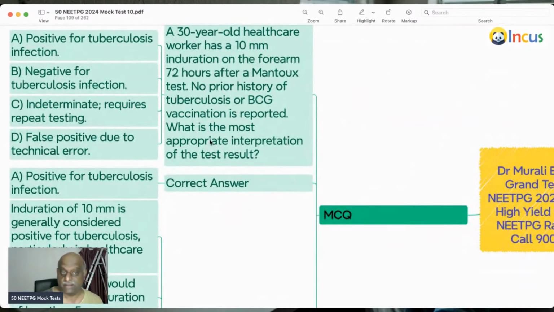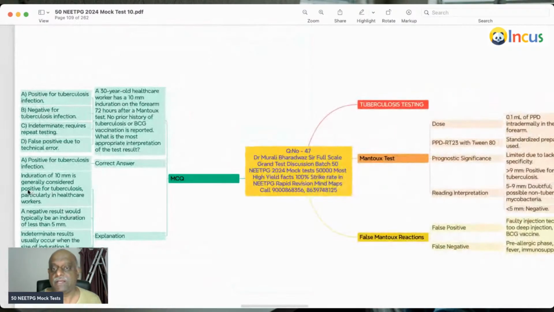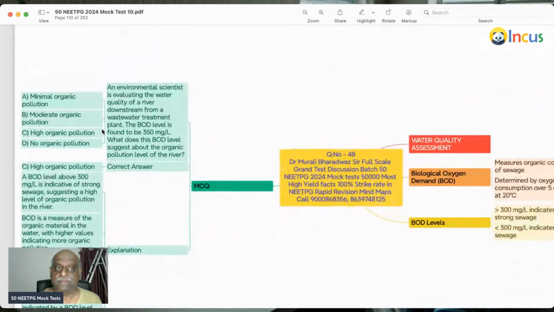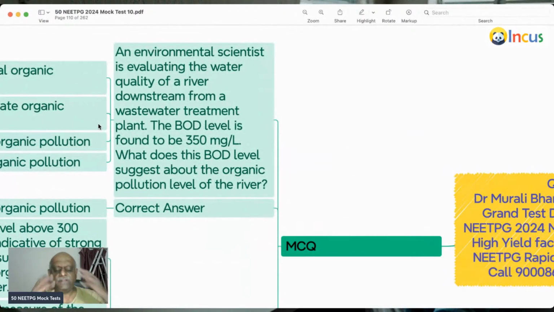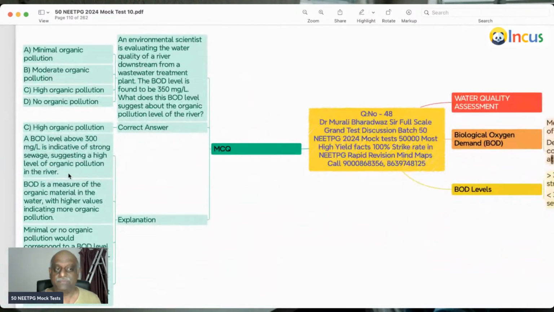A 30-year-old healthcare worker, induration of 10 mm is generally considered positive for tuberculosis. So remember, doctor, if you solve the paper and come for the discussion, it looks like a very normal speed. But if you have just landed in the discussion, it looks very fast. But I need to be fast because I need to finish 100 questions in 1 hour, because beyond 1 hour, it is impossible to sit before a computer or YouTube to revise.